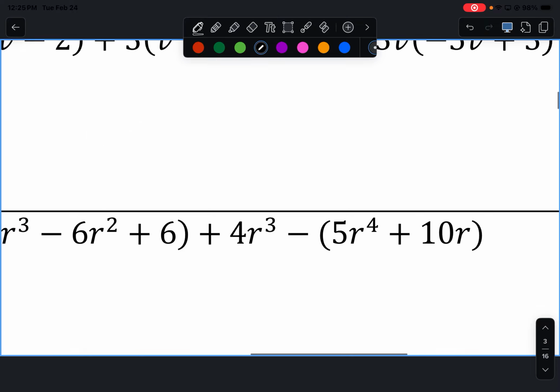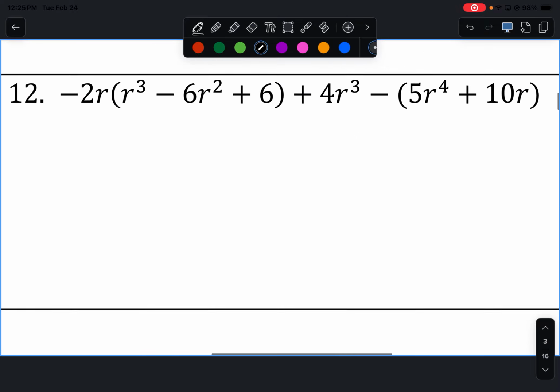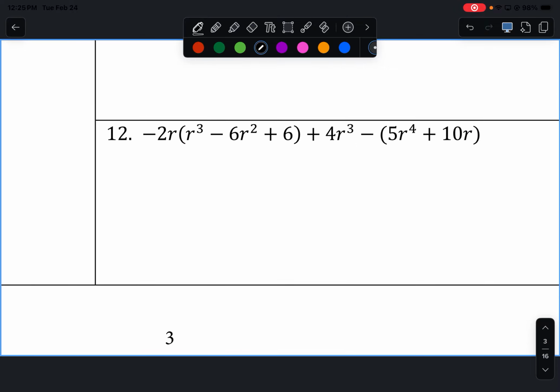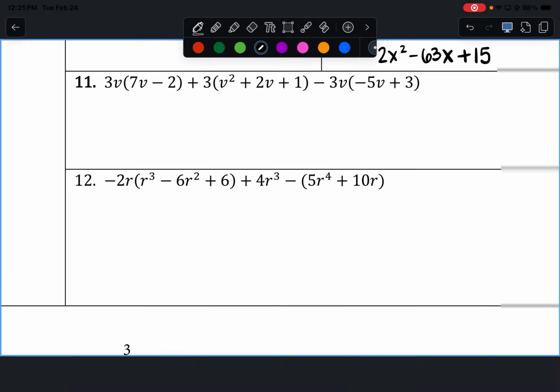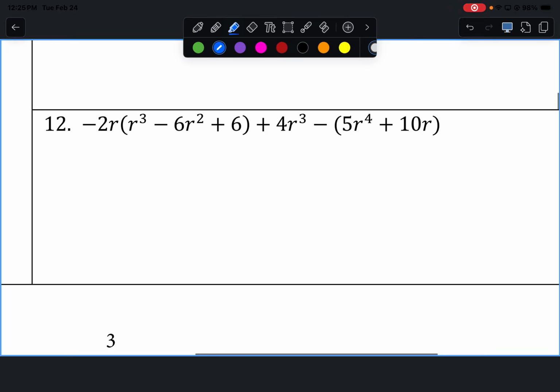All right, for number 12, what do I need to do first? Distribute. Okay, so what am I distributing first? 2r. What is negative 2r times r to the third? Negative 2r to the fourth.